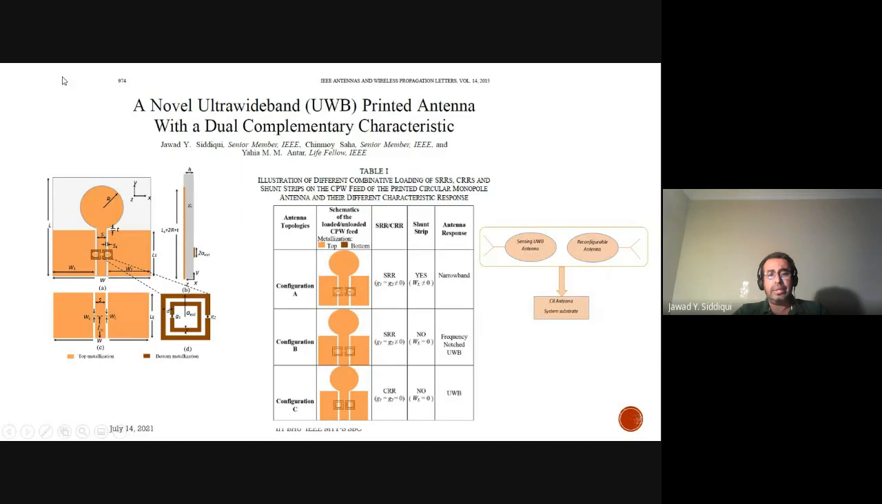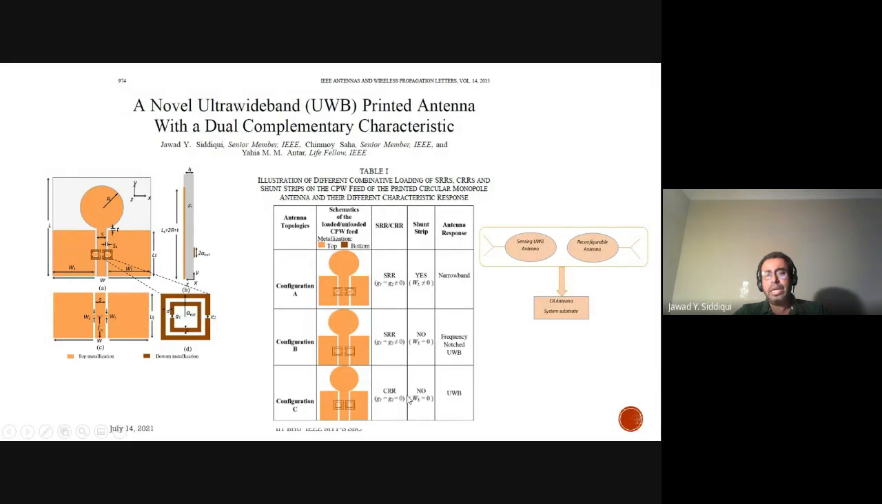So how it's done, there are three configurations that have been shown here. Configuration one, the normal configuration, is without the SRR. Say it's an ultraviolet antenna. The notch configuration will be with the SRR, which will give you a notch frequency. Now, these are the gaps of the SRR, G1 and G2.